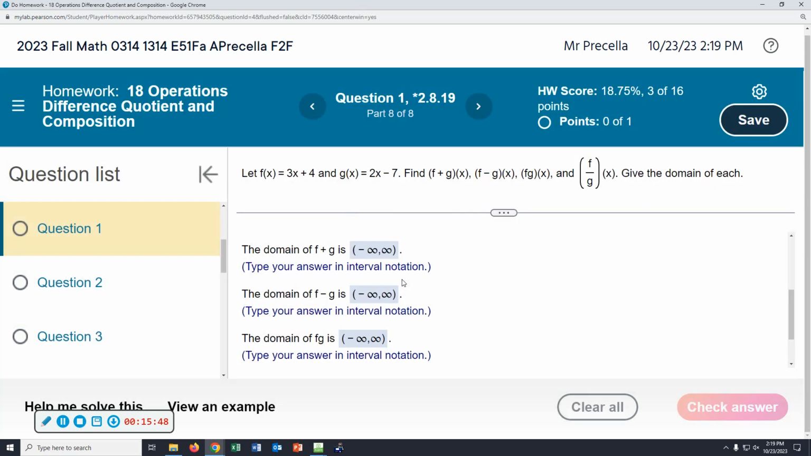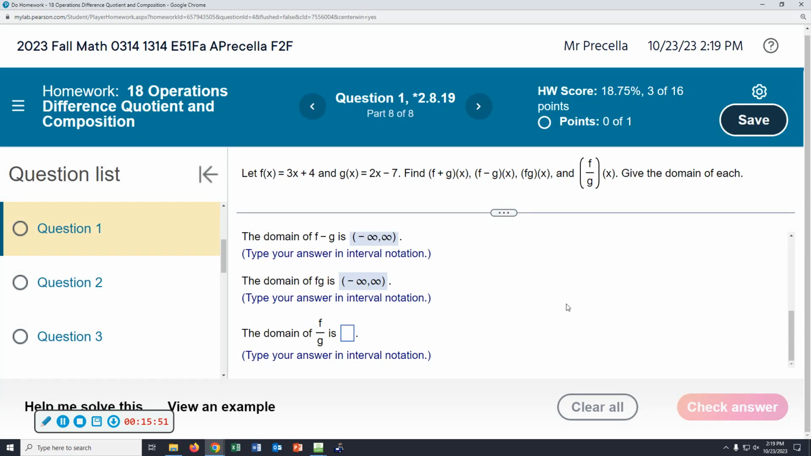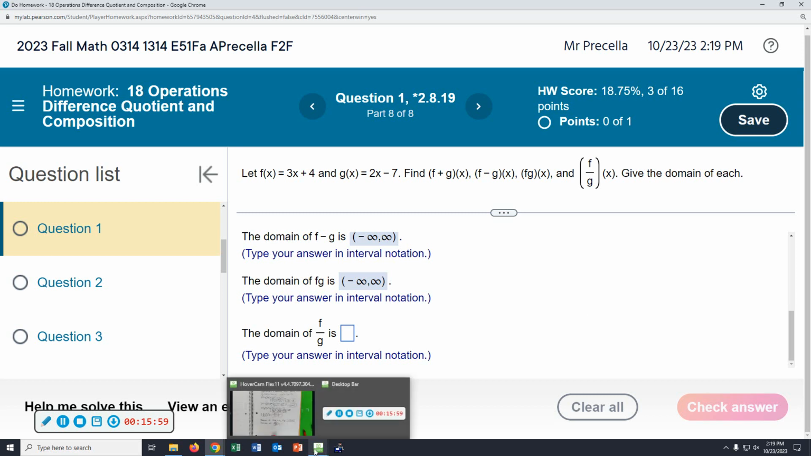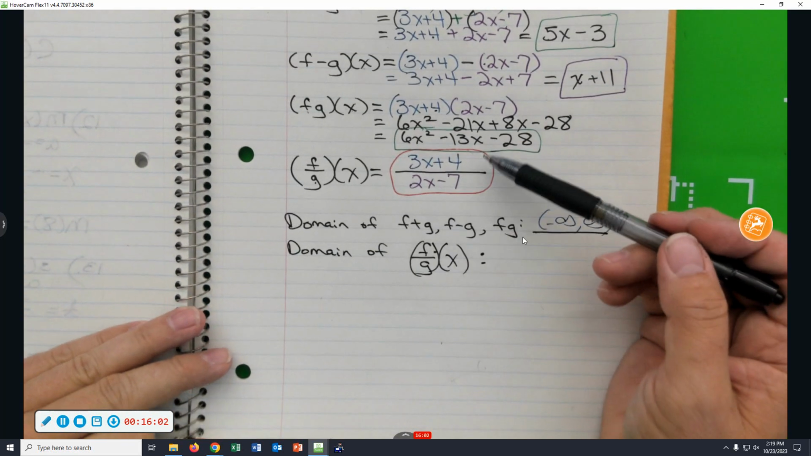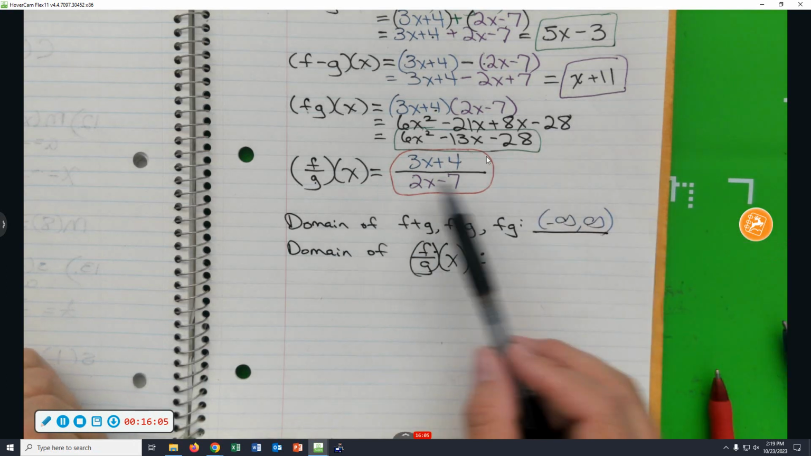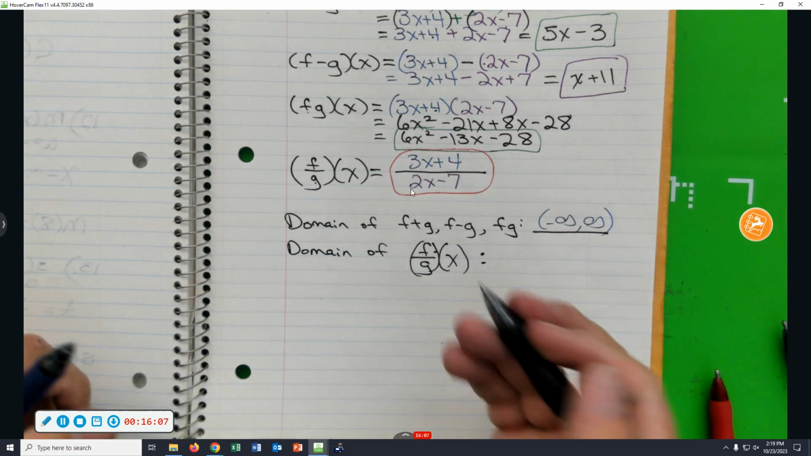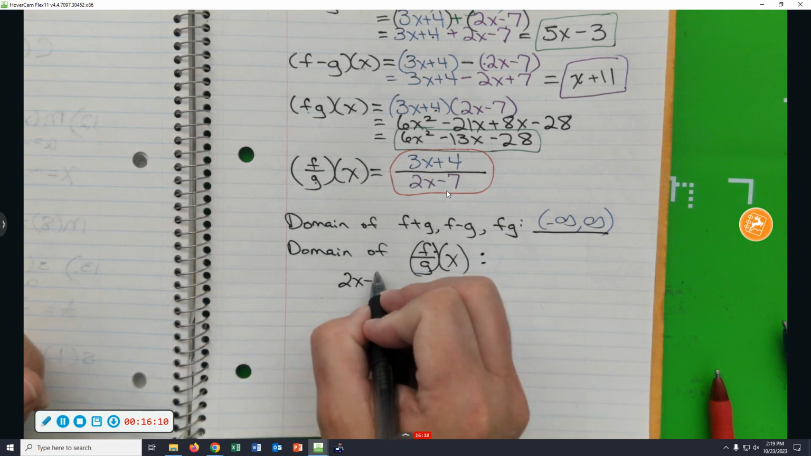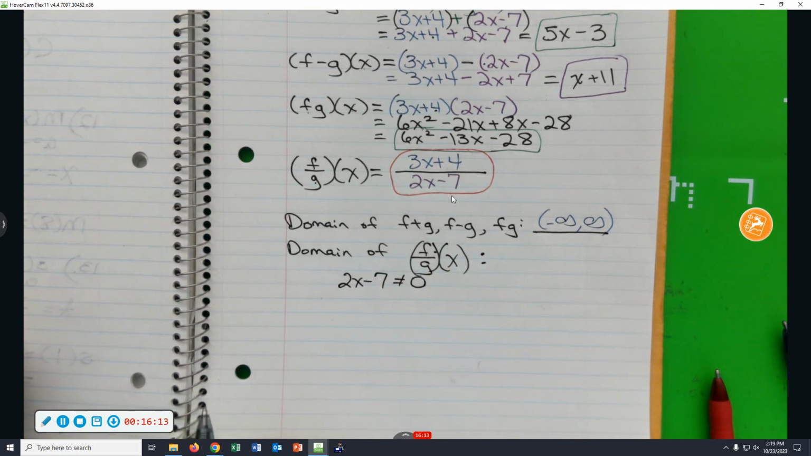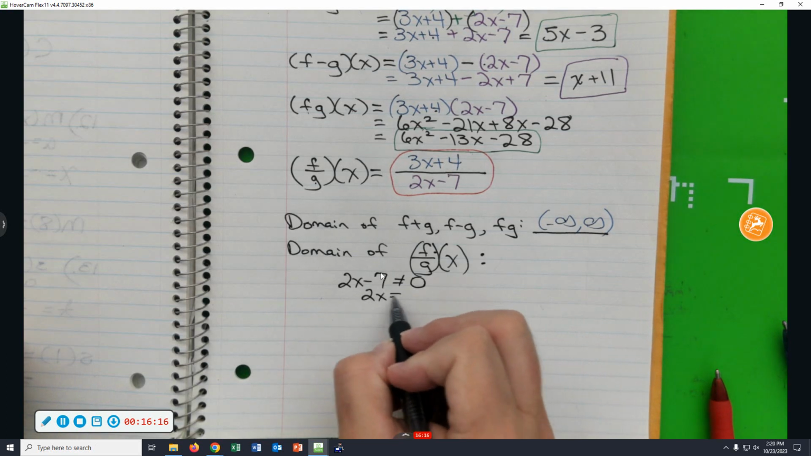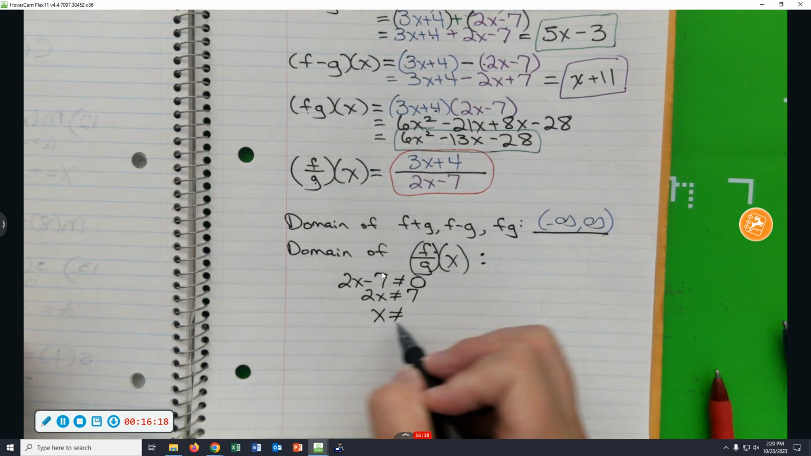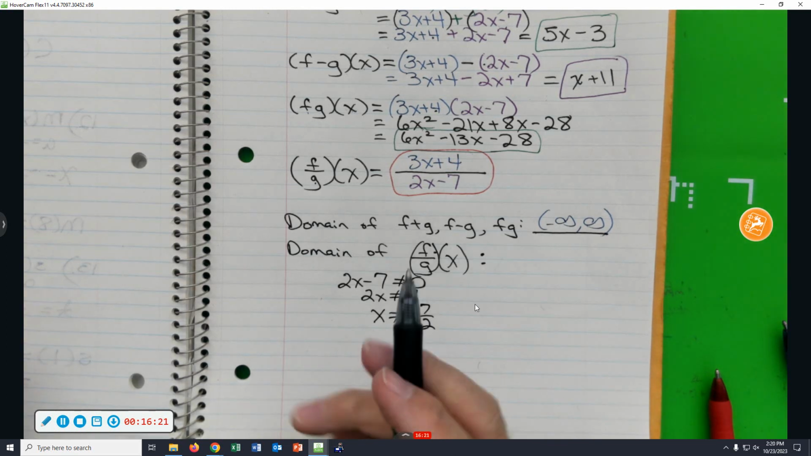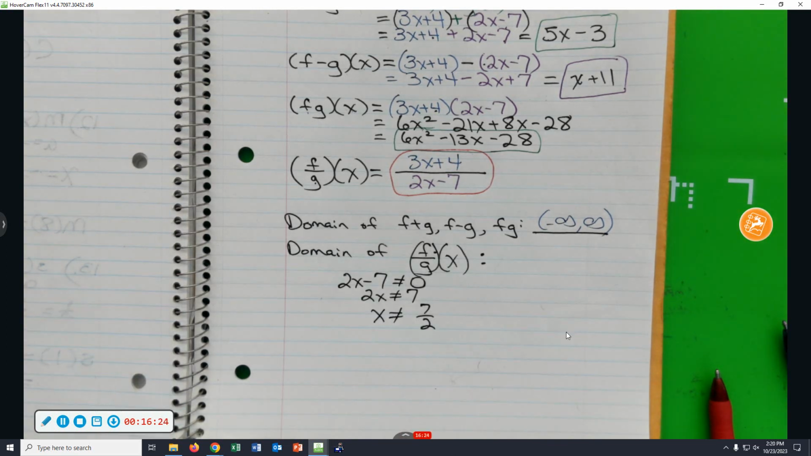Okay. Now f divided by g. Is that going to be all real numbers? No. Remember we said if there's a fraction, you can't have a 0 in the bottom. So we look here. There's no work to look through at least. 2x minus 7 can't equal 0. So that means 2x can't equal 7, so x cannot equal 7 halves. x could equal anything other than 7 halves. x could equal 50 million. It just can't equal 7 halves.